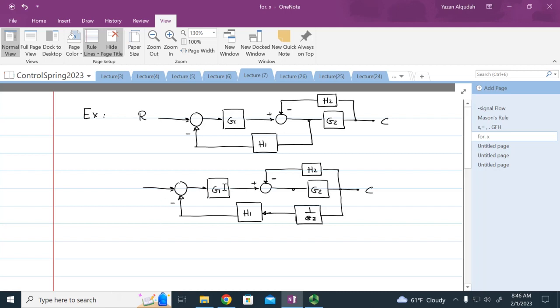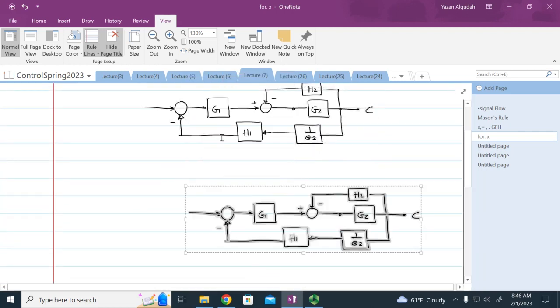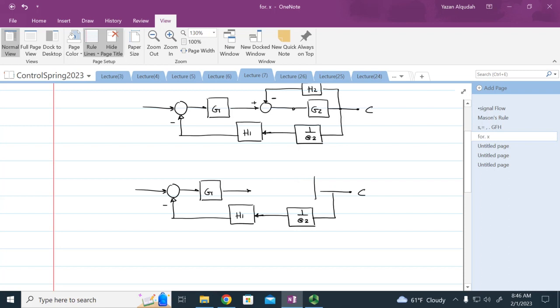So what we can do, we can take this, I'm going to remove the H2 and G2. What is the equivalent of that going to be? G2 over 1 plus G2 H2. Excellent. What do we do next? Now this is a feedback loop.